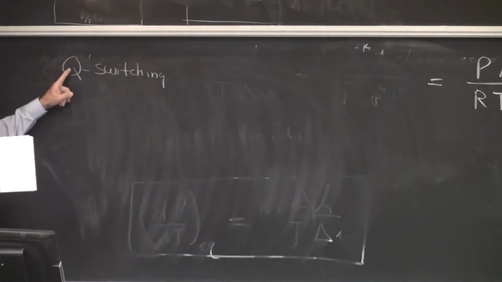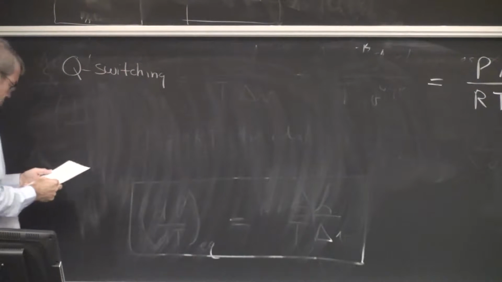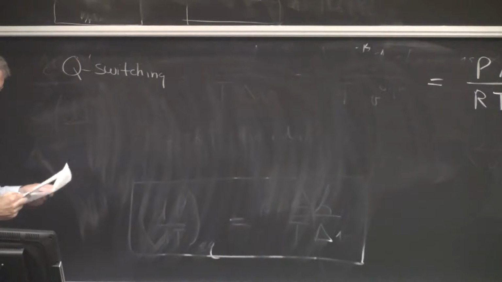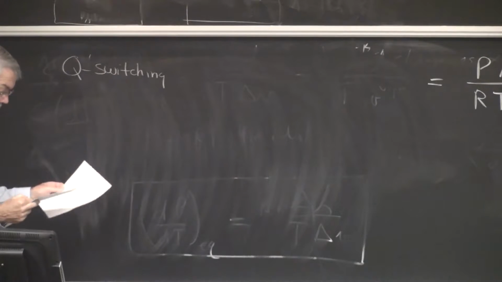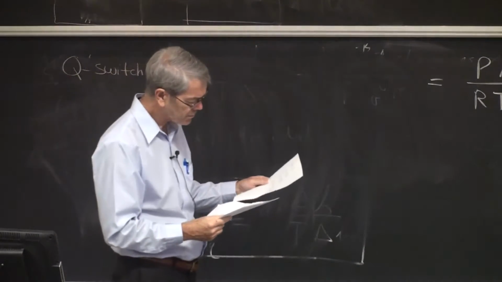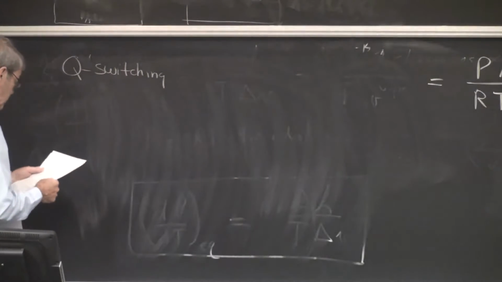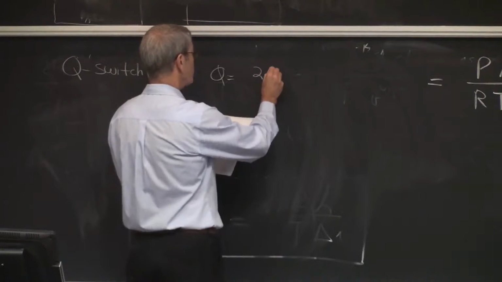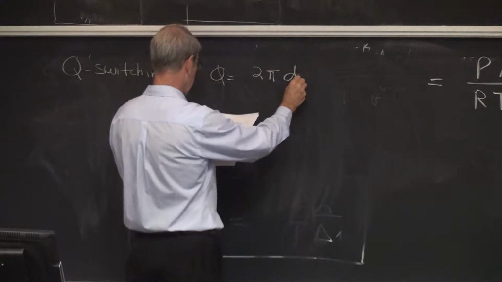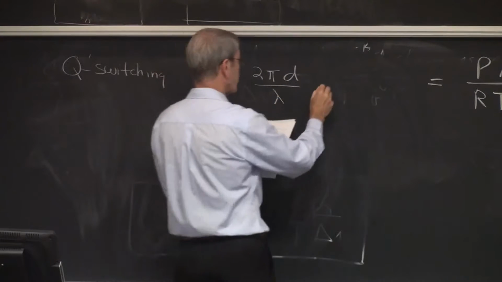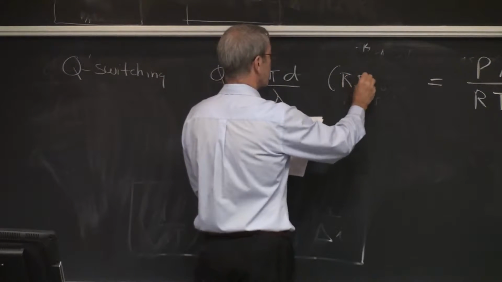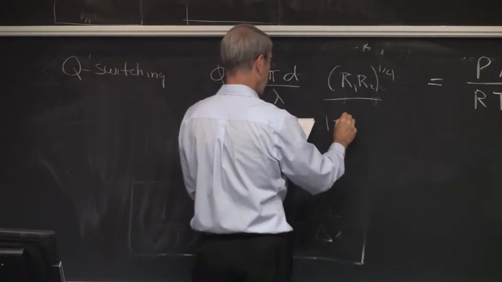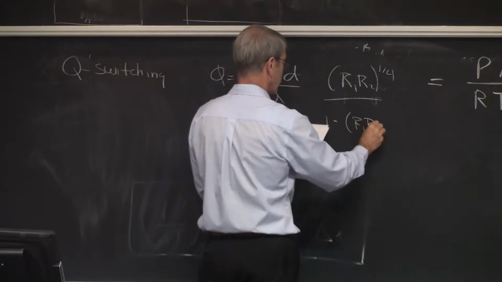Where Q is the cavity Q, which we talked about. So we had a Q, let's see if I can find that. Here it is, okay. So our formula for Q was 2 pi d, the length of the cavity, divided by lambda, times (R1 R2) to the 1/4 over 1 minus (R1 R2) to the 1/2.